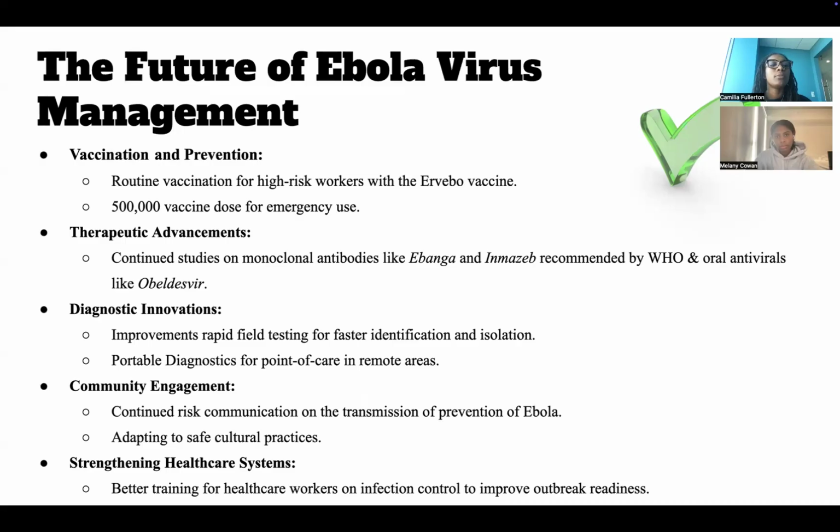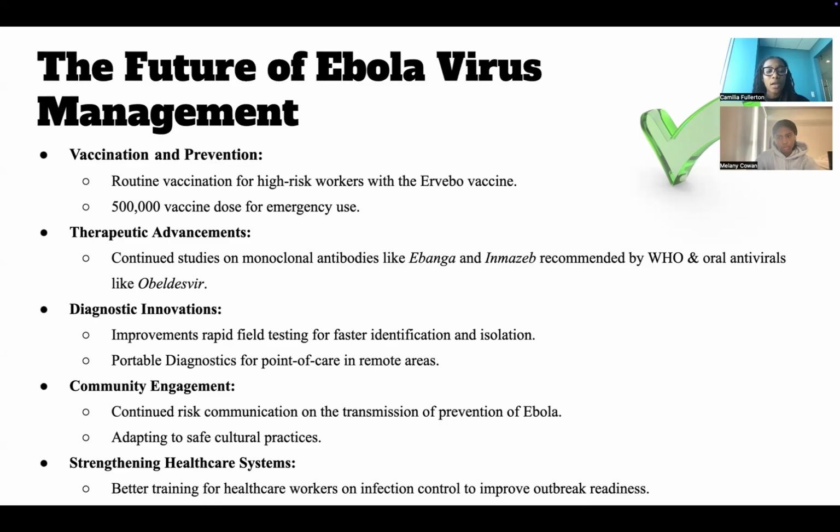The future management of Ebola virus. So, vaccination and prevention: routine vaccination for high-risk workers with the Ervebo vaccine, and 500,000 vaccine doses for emergency use. In this case, this point is saying that having routine vaccinations for high-risk workers is what will keep those workers able to work and not sick, so that they can help people who are sick and use their expertise to give the help they were meant to give.